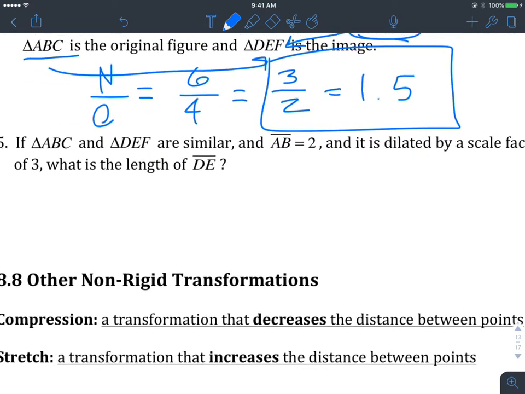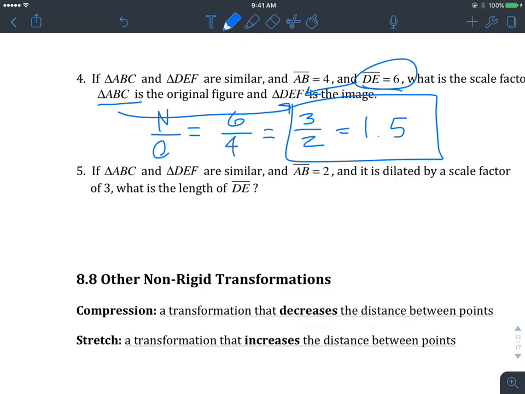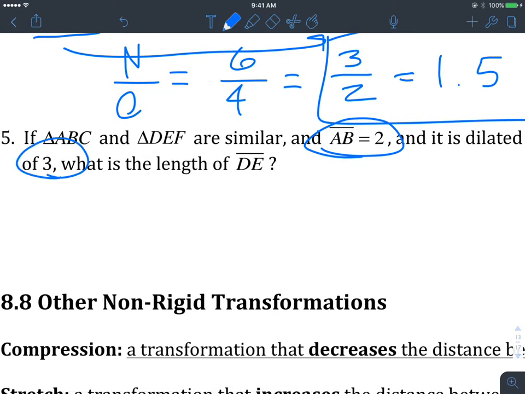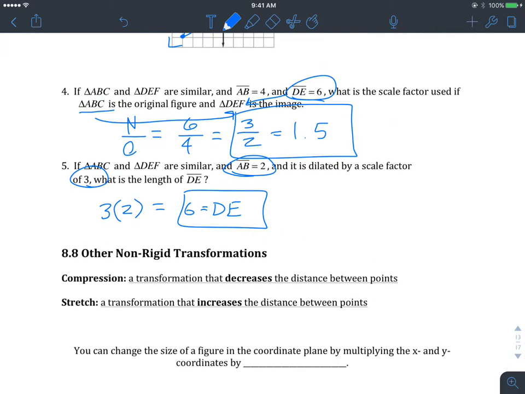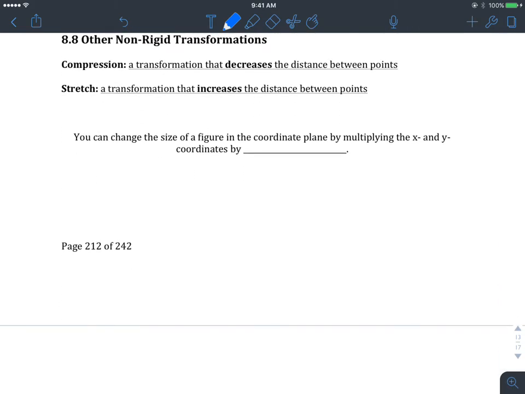Okay, so that stuff's pretty easy as far as finding the scale factor. We've been doing that for a while, just thinking in terms of transformations. ABC and DEF are similar. AB is 2, and it is dilated by a scale factor of 3. What is the length of DE? So this is like starting with the side length and then the scale factor. And then if you multiply those, DE should be 6. And then there you go. That's really all you do there. So scale factor, pretty simple.